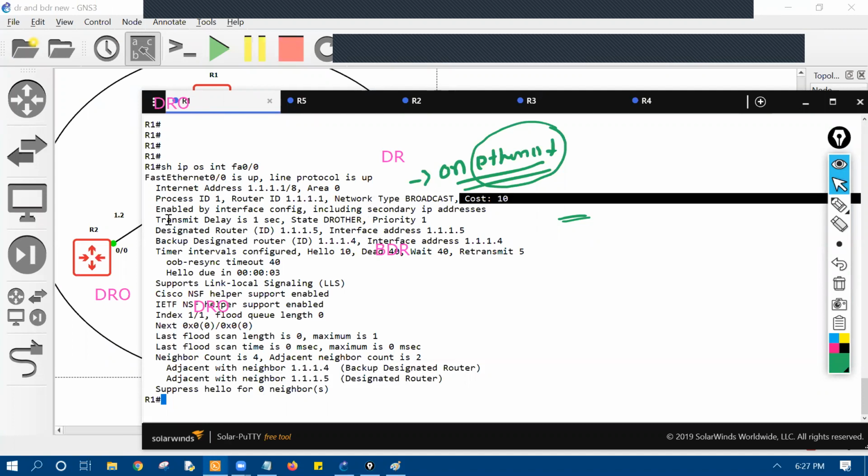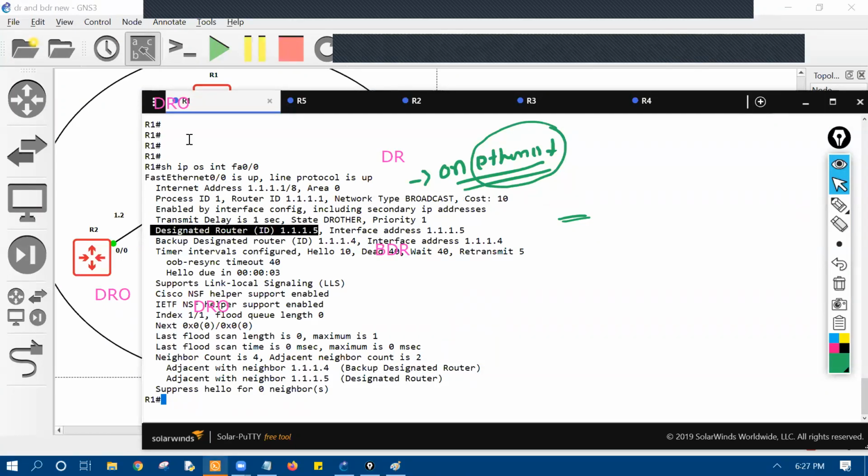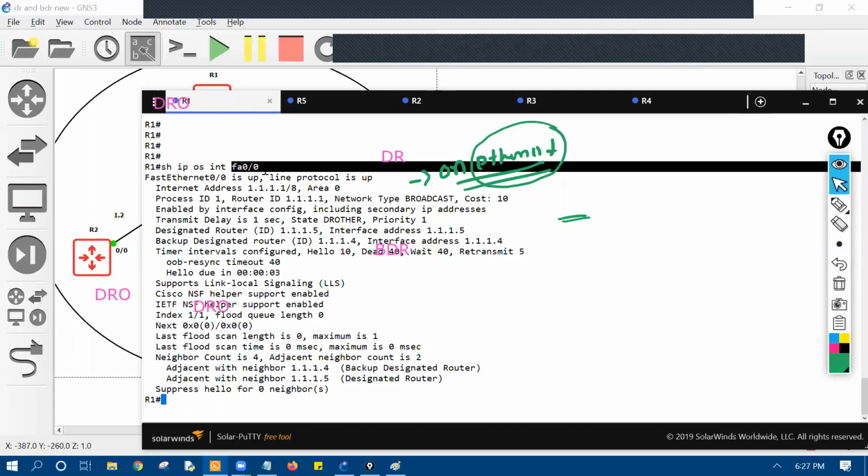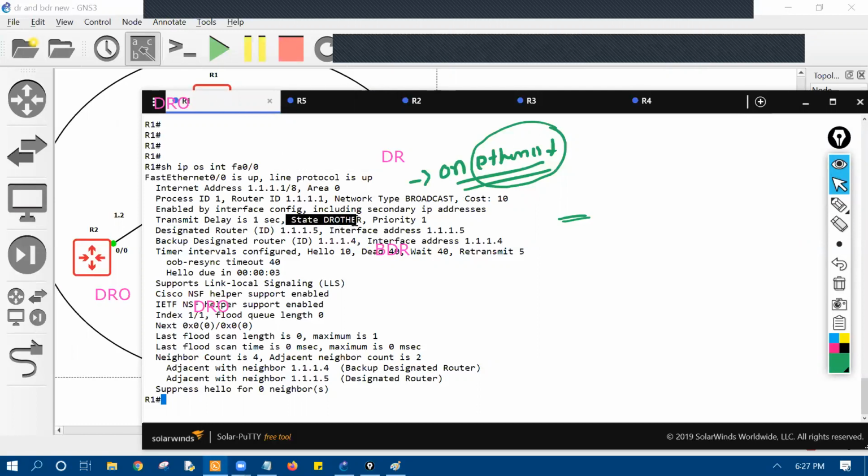On the enabled interface, we can see that the DR IP address is 1.5. R1's state is DROTHER, I'm the DROTHER on this interface, and my priority is 1 by default. DR is 1.5, and the backup DR is 1.4.